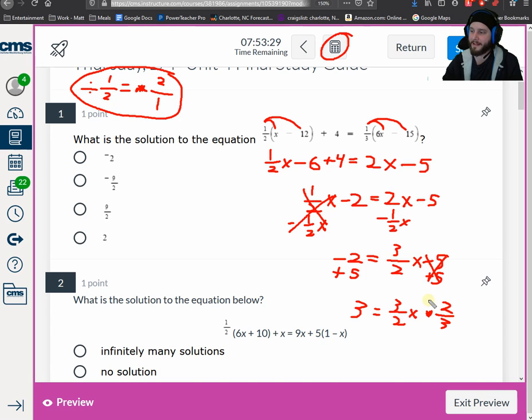So I do that, and that's going to get rid of my fraction on both sides. Problem is, I have to do it to the other side too. I'm doing 3 times 2/3. So 2/3 of 3, that's going to give me a whole number. It's going to give me 2.